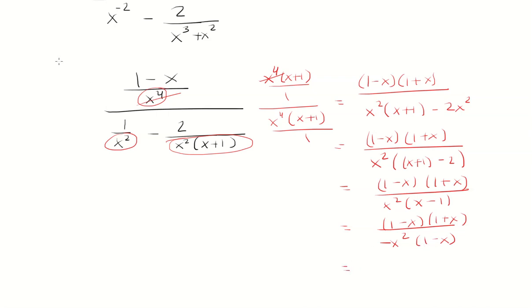And so now the 1 minus x are going to cancel, and I could just rewrite 1 plus x as x plus 1, and then I have an x squared in the bottom, and the negative I'll just put it in front. And so this is the final answer.